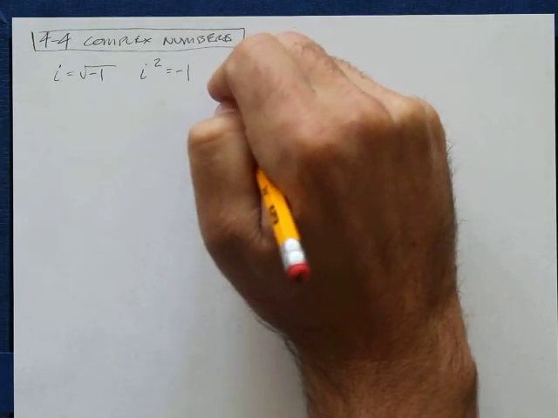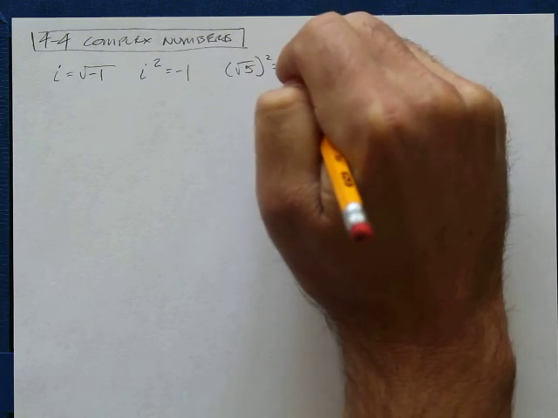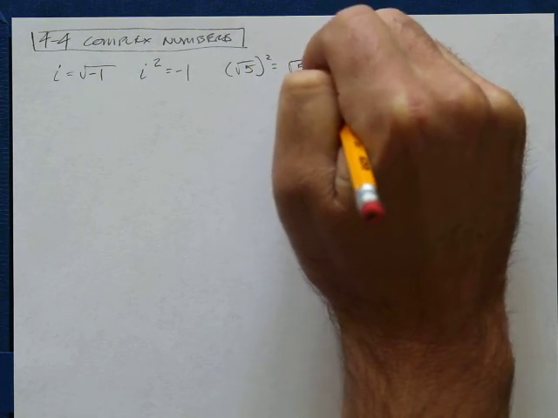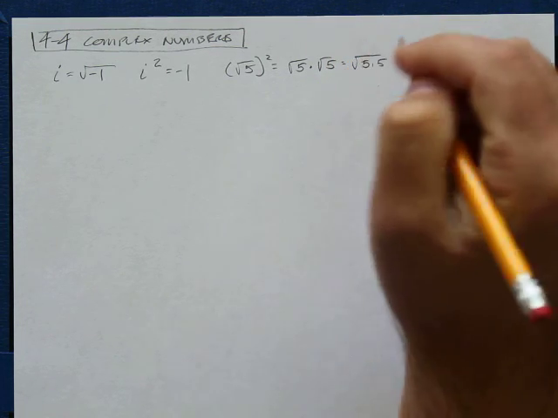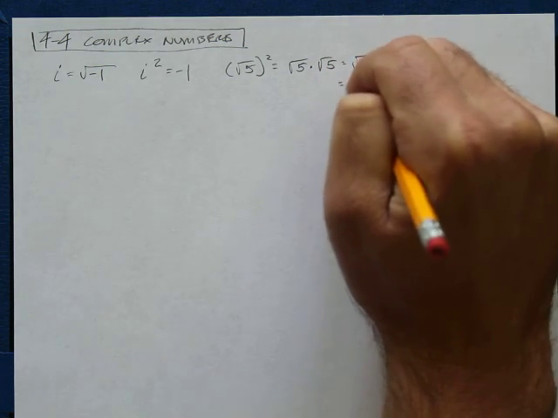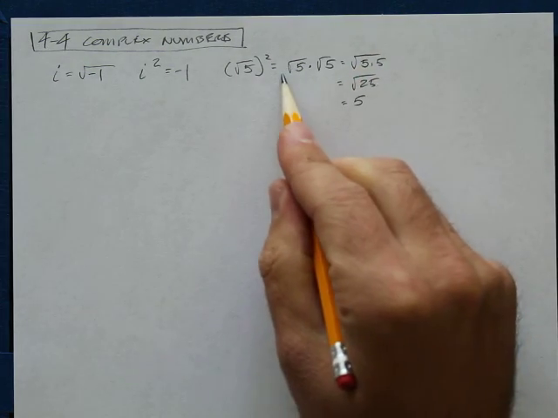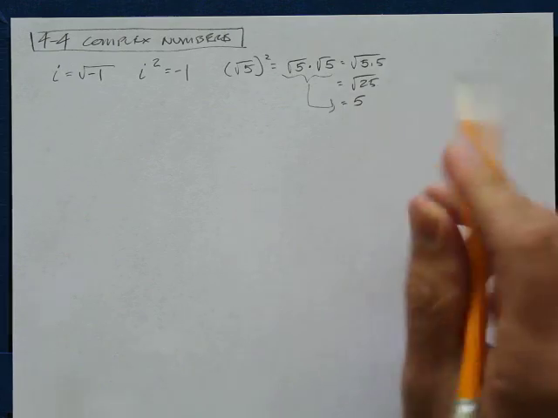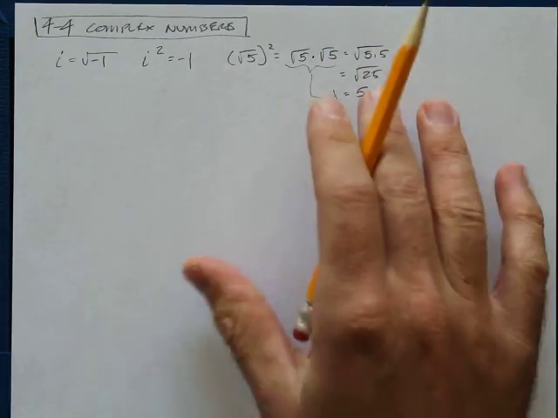Just like the square root of 5 is the square root of 5 times the square root of 5, which is the square root of 5 times 5, which is the square root of 25, which equals 5. So that's just a little example of what we're doing here.